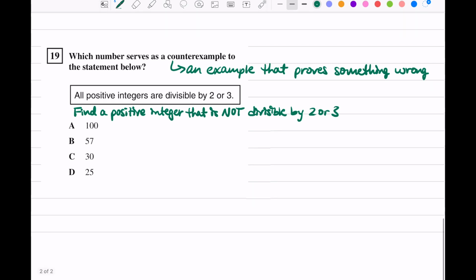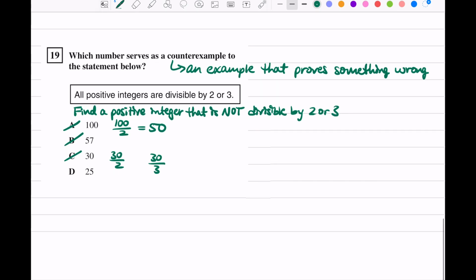Okay, let's consider 100. Well, 100 is divisible by 2 because 100 divided by 2 is 50. So that does not work. 57 is not divisible by 2, but it is divisible by 3. You can check that in your calculator. That would not work. 30 is divisible by 2 and 3. 30 divided by 2 gets you to 15, and 30 divided by 3 equals 10. So just by eliminating our 3 choices here, we know that our answer has to be D.